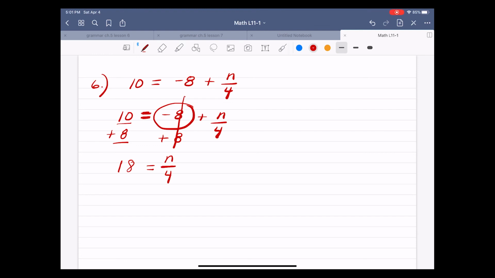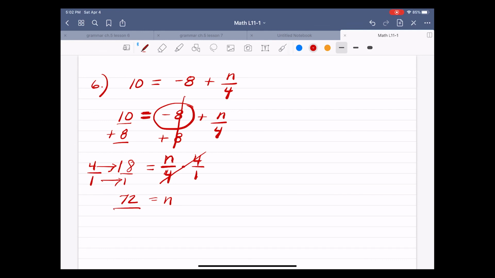Now, to further isolate the variable, we have n divided by 4. The inverse operation of division is multiplication. It's being divided by 4, so now we're going to multiply by 4. And we can simply turn 4 into a fraction by putting it over 1. If I multiply the right side by 4 over 1, I have to multiply the left side by 4 over 1. I'm going to be left with n divided by 1, which is n, equals 18 times 4. What's 18 times 4? It's 72.